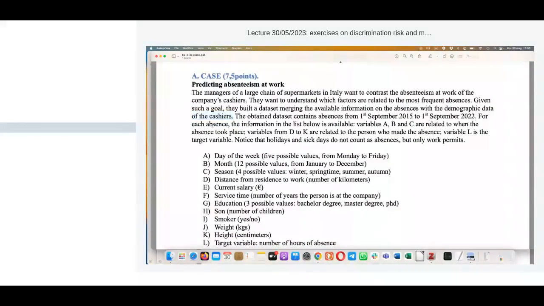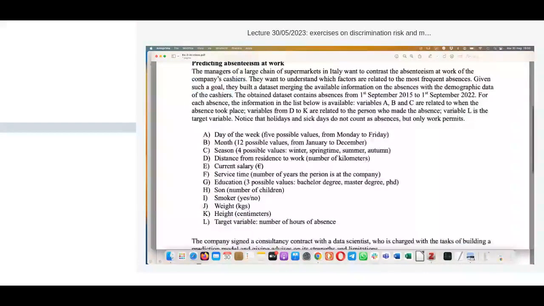For each absence, the information in this list is available. Notice that the variables from A to C are related to when the absence took place. So the day of the week from Monday to Friday, the month, 12 possible values, the season. For each absence, you have this track. And then it is merged with the demographic data of the person who made that absence.